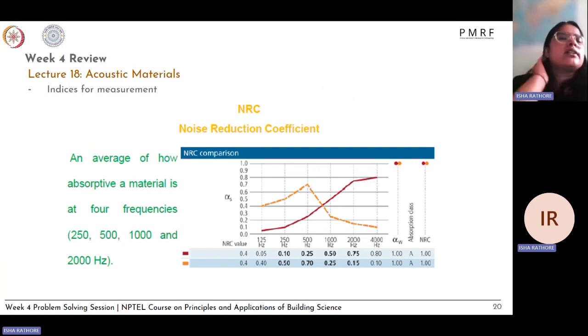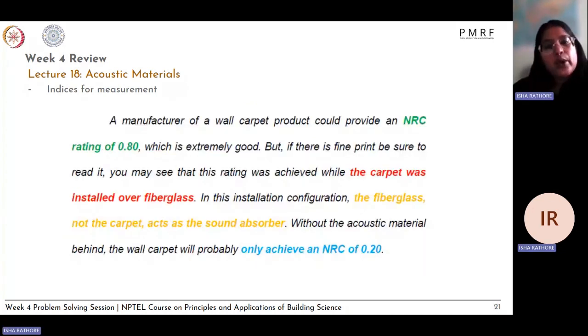Then we also look up at the NRC, or the noise reduction coefficient. So this is an average of how absorptive a material is at four frequencies, which are 250 hertz, 500 hertz, 1000 hertz, and 2000 hertz. So NRC is measured for the four different frequencies, 250, 500, 1000, and 2000. And this measures how absorptive your material is of sound waves, basically. So for example, a manufacturer of a wall carpet product can provide an NRC rating of 0.8, which is extremely good, okay?